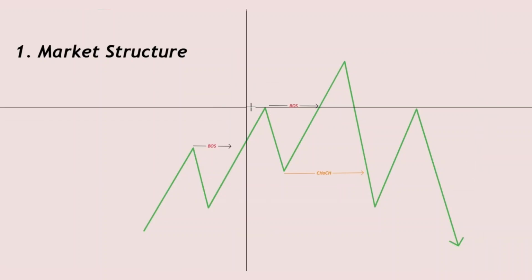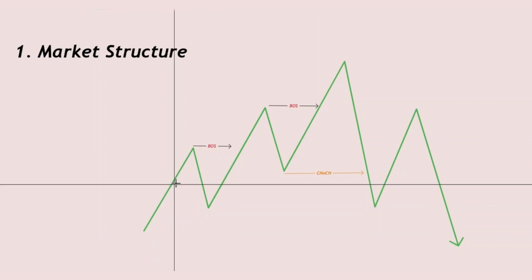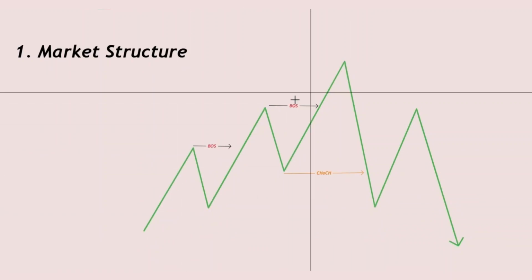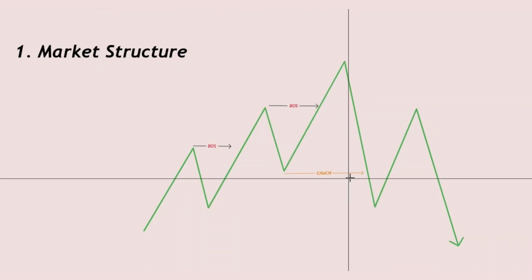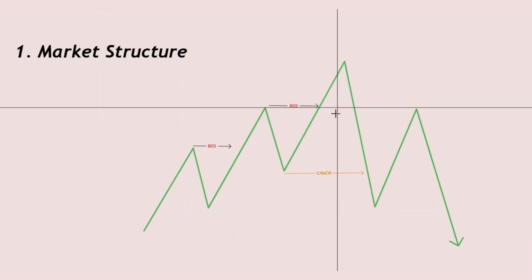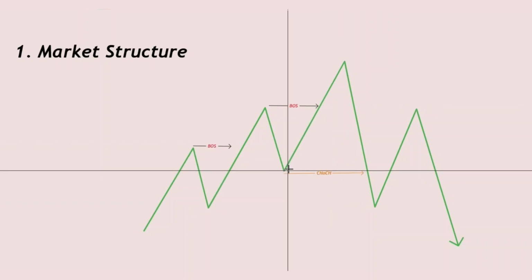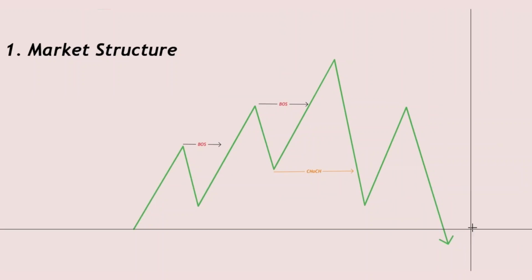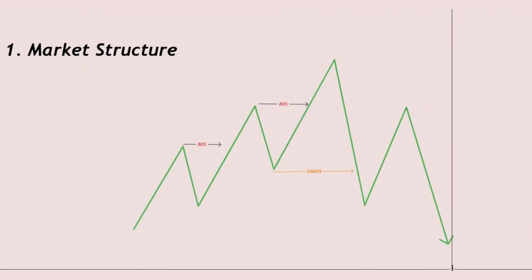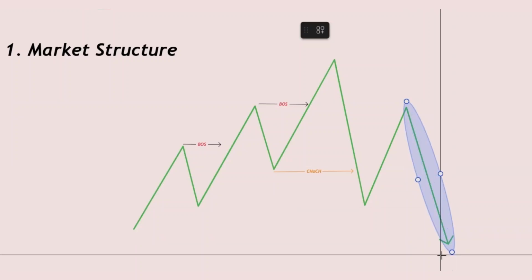In market structure, we have break of structure and change of character. In break of structure, the price follows the trend by breaking previous higher highs. In change of character, this is the early sign of trend reversal, where the price breaks the previous higher lows or lower high. Now, if we want to enter the trade, all we need is this move. Let's mark it with this. Let's mark it.